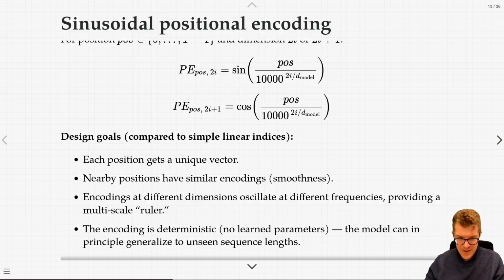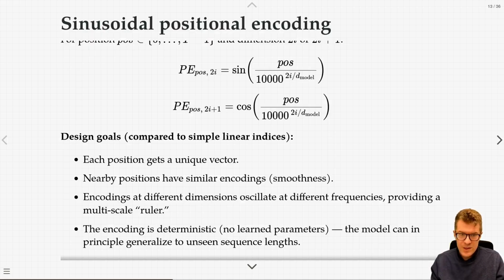So right off the bat, using integer encodings and one-hot encodings breaks the idea that nearby positions will have similar encodings, which we want. We want words that are close to each other to appear close to each other in terms of these encodings.